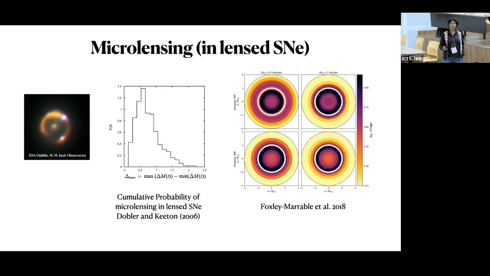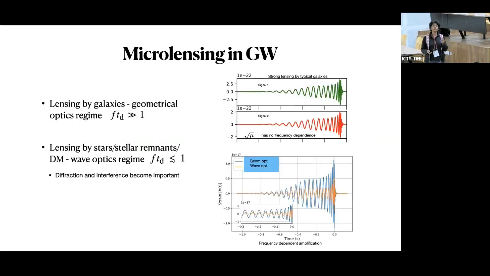But I wanted to highlight this effect of microlensing, which arises from these stellar populations located within the lensing galaxies. The lensed supernovae themselves are very much affected by these microlensing effects because of the small sizes of the background sources. Coming to gravitational waves, the intrinsic sizes of gravitational wave sources are even smaller, so they are definitely going to be affected by the microlensing effect.